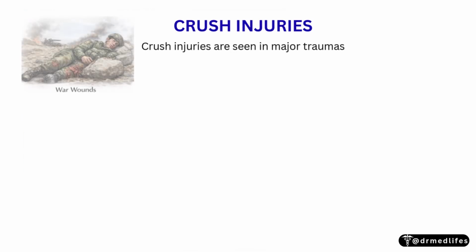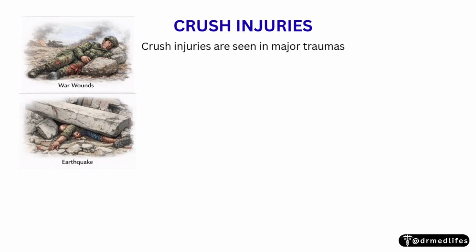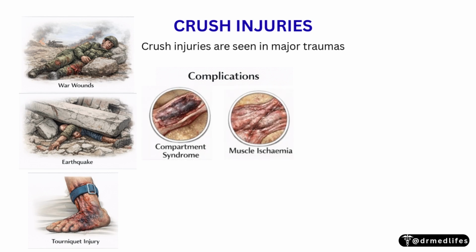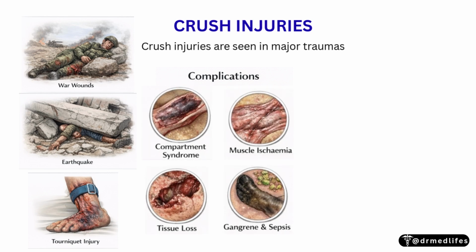After resuscitation, treatment like skin graft or nerve repair is required. Ninth one is crush injuries. Crush injuries are seen in major traumas, war wounds, natural disaster like earthquake or tourniquet injuries. They lead to compartment syndrome, muscle ischemia, tissue loss, gangrene, and sepsis.